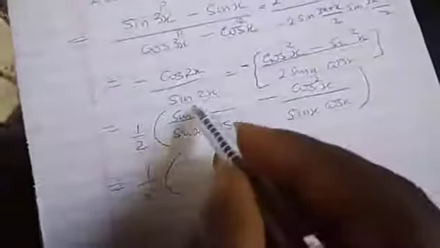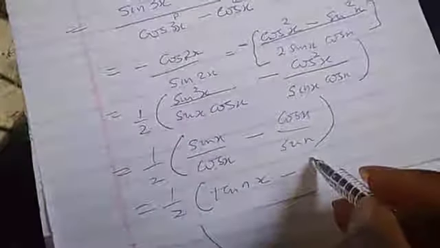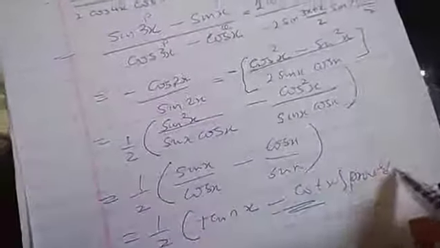What are we going to have? Sine s cos s is cancelled. What we have left is sine s over cos s minus, cos s is also cancelled, we have cos s over sine s. Finally, our answer here is sine over cos is tan s minus cos over sine is cot s. So that is what they asked us to prove here: half into tan s minus cot s. And we have finally proved it.